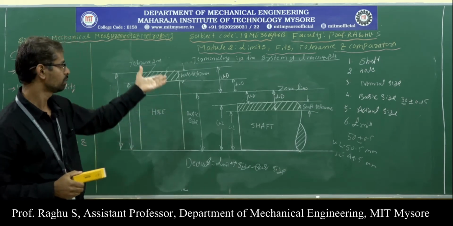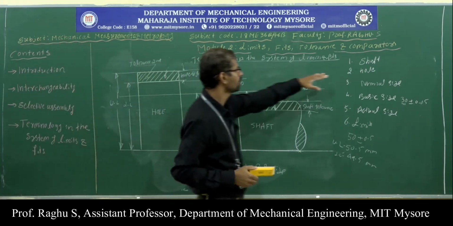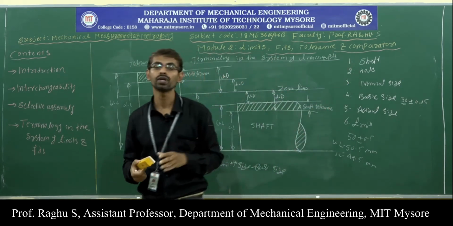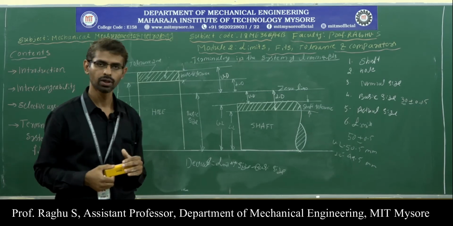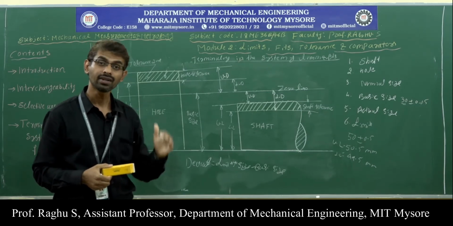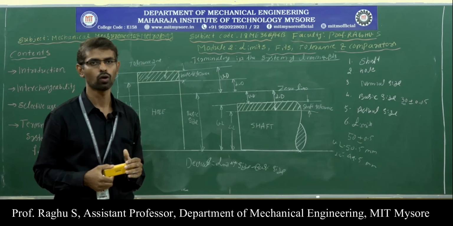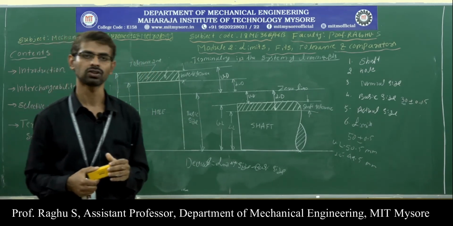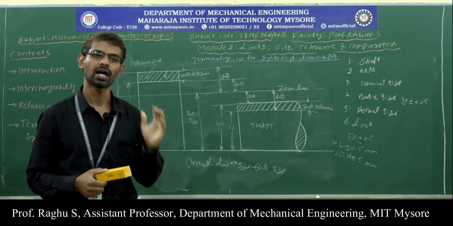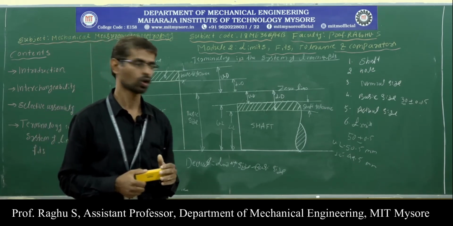Now I will discuss briefly shaft. Shaft is nothing but the external features. All external features of a component are called shaft. Hole means all internal features of a component are called hole. Then we have three sizes: nominal size, basic size and actual size. Nominal size means the dimension which is mentioned in the drawing.